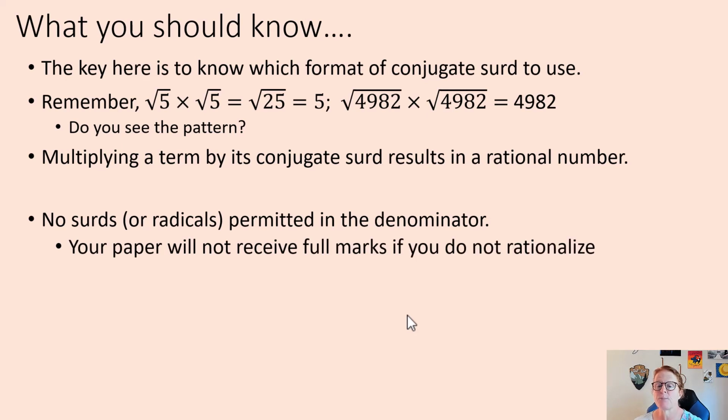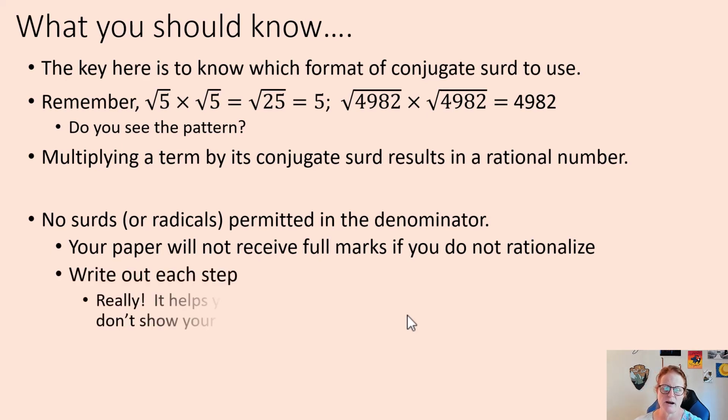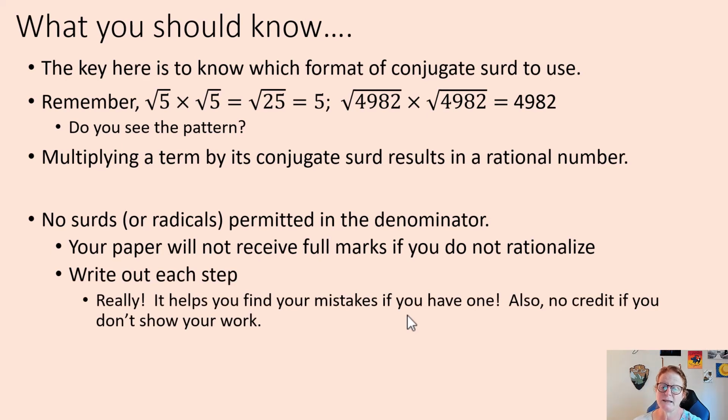And your paper will not receive full marks if you do not rationalize. That's kind of the key here. You've got to rationalize the denominator. Make sure you write out each step. I know some of you don't like writing it out, but if you make a mistake, it helps you find it, or helps me find it if I'm trying to help you out on a problem. We're your friend helping you out. No credit if you don't show your work. You have to show your working.